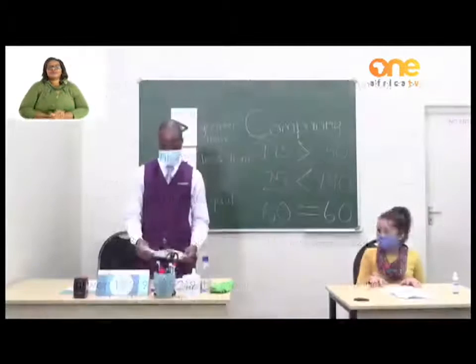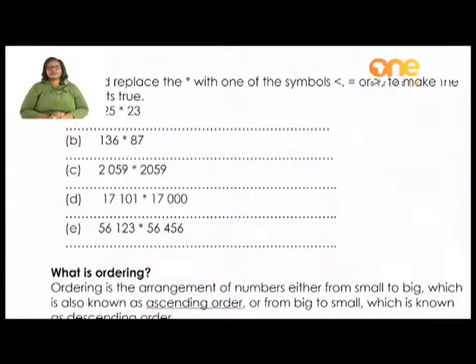Let us now go to page 13. There's an activity there. I'll only do A, then you do the rest on your own. On A, we are having 25 and 23. We'll see that 25 is bigger than 23. Then you are supposed to do the other work on your own.